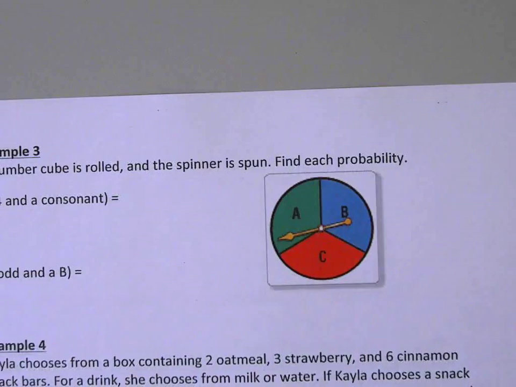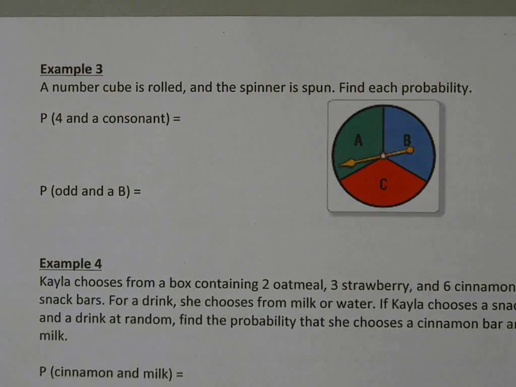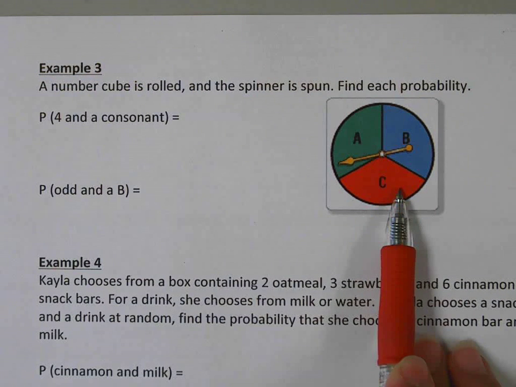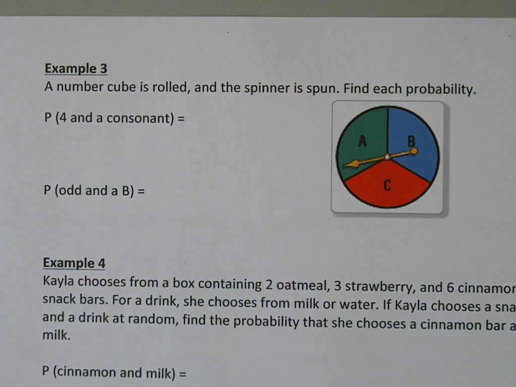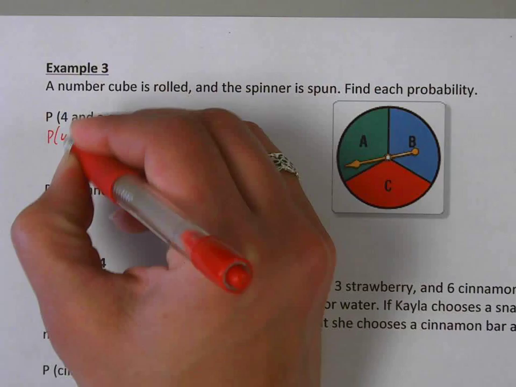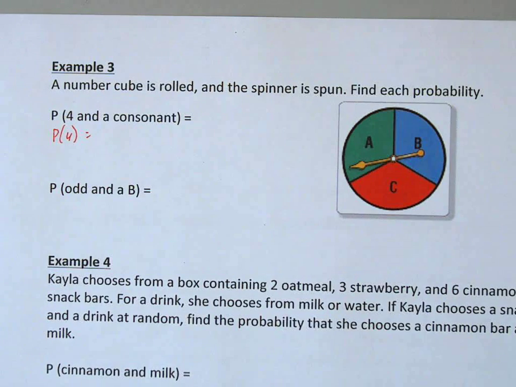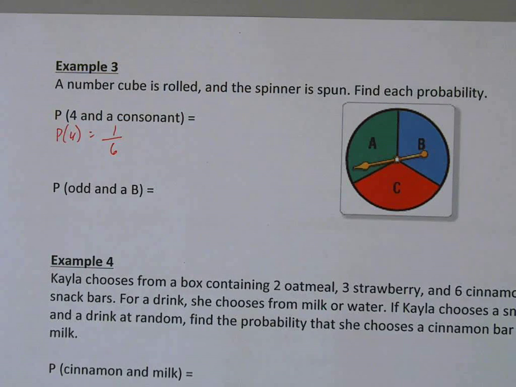Okay, let's look at another example. A number cube is rolled and the spinner is spun. Find the probability. So this spinner has A, B, C, and then the number cube is 1 through 6. So I want to know the probability of a 4 and a consonant. And remember, consonants are not vowels, so our consonants would be B and C. So the probability of a 4, let's do that first. I only have one 4 on a number cube. So I have a 1 in 6 chance of rolling a 4.